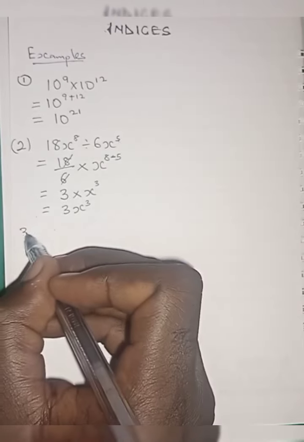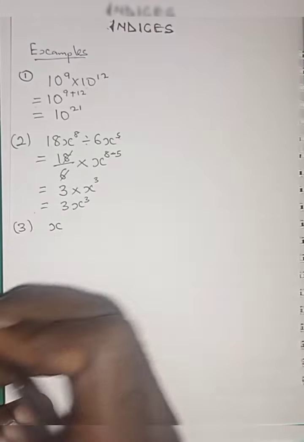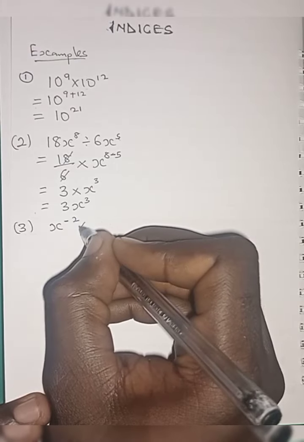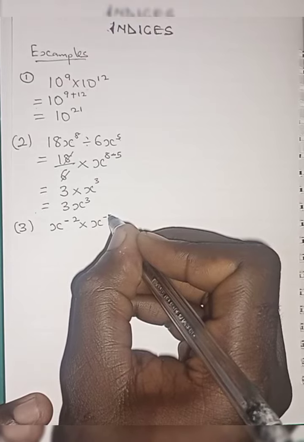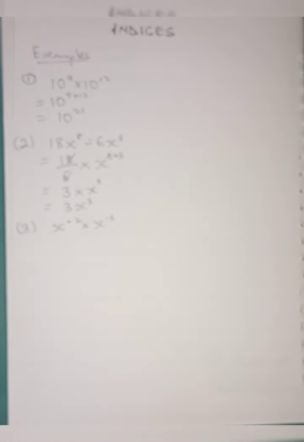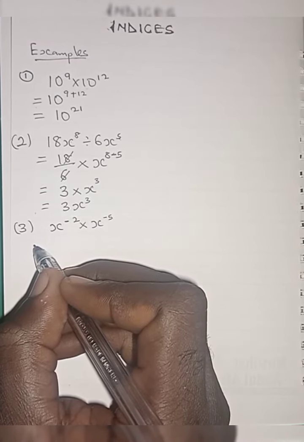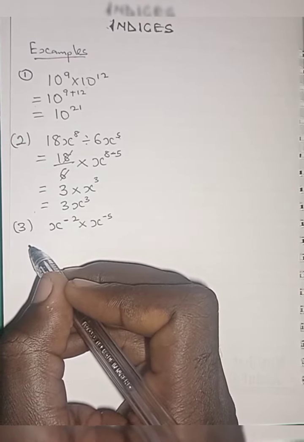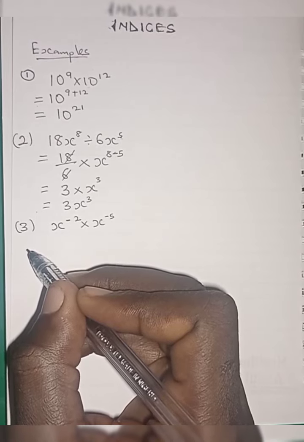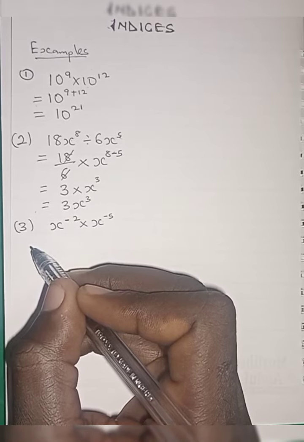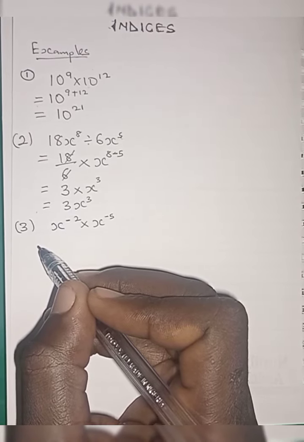Alright, so let's move on to the third example. The third example, we shall be having x raised to power minus 2 times x raised to power minus 5. So we will also be using the first rule, which is the multiplication of numbers with the same base. This rule is also applicable to negative indices.